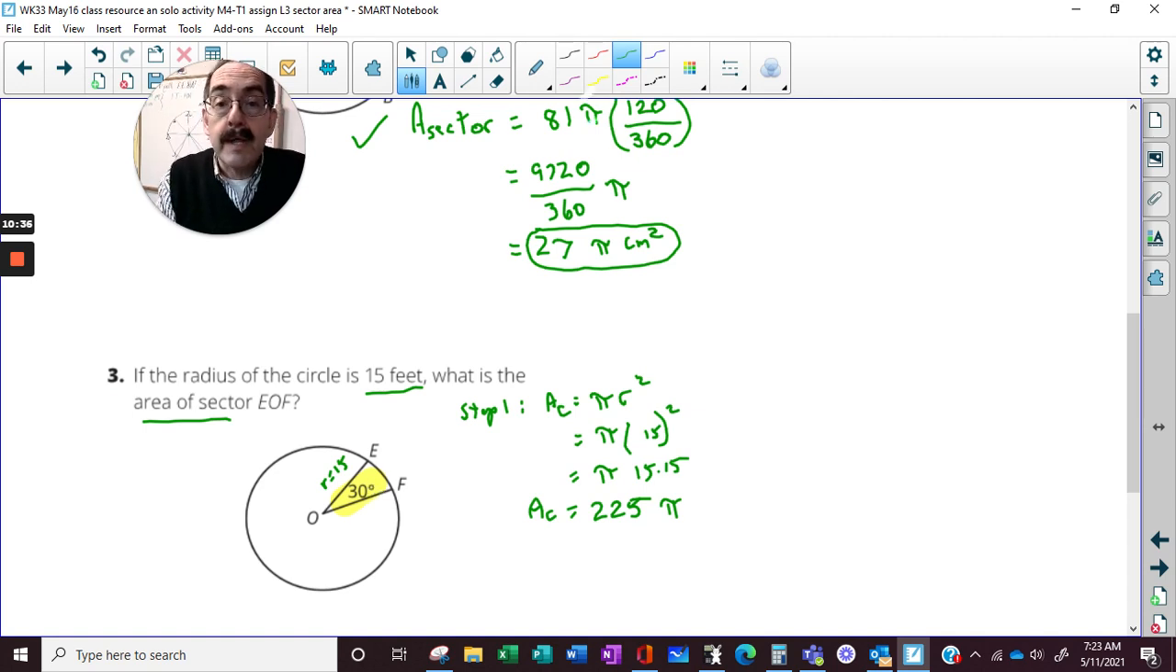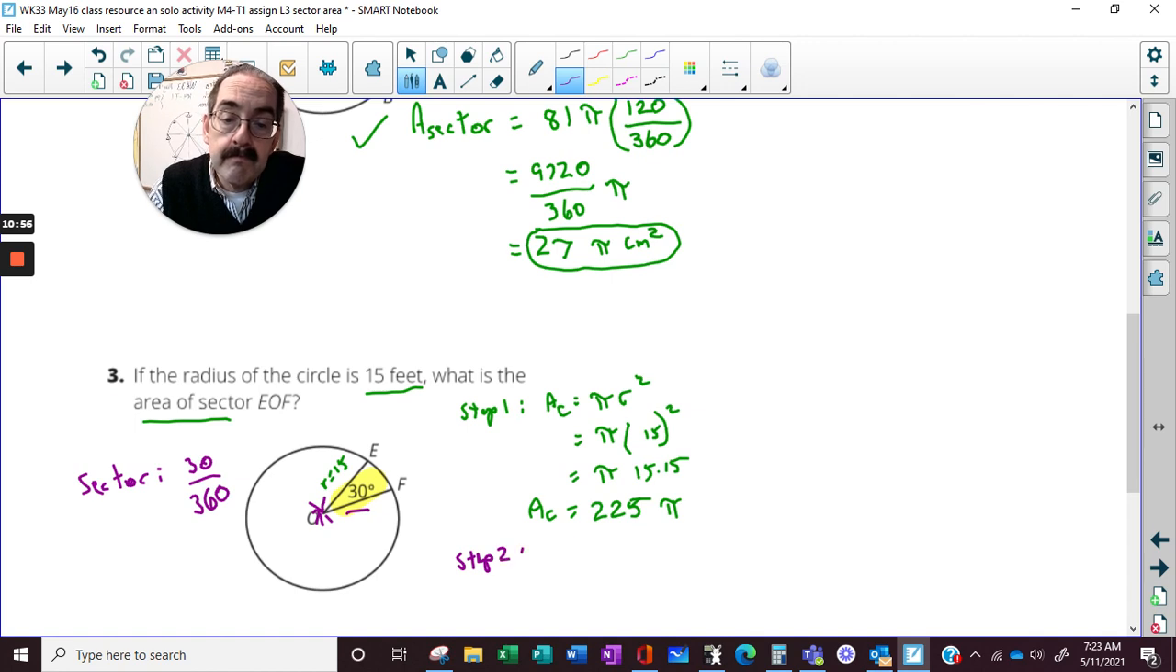But we only want 30. Our sector is 30 over the whole thing. You see how there are 12 pieces of pie? You could actually divide that out, right? So, step 2, the area of the sector is the 225 pi times the piece we're interested in.